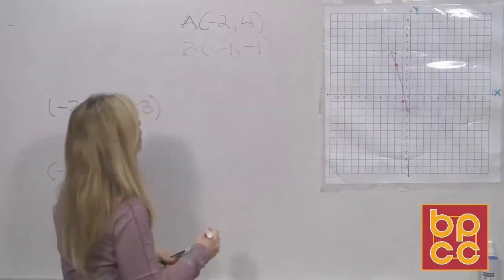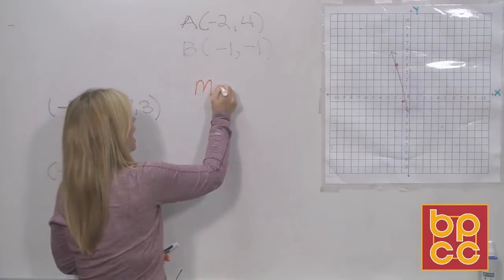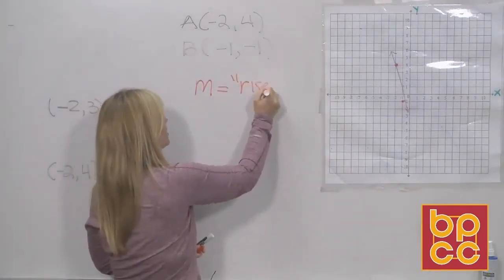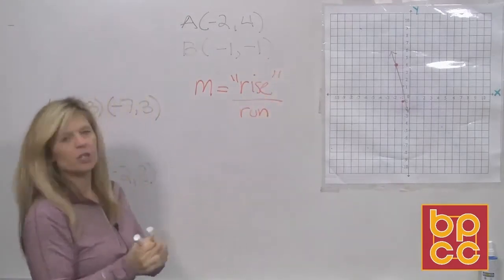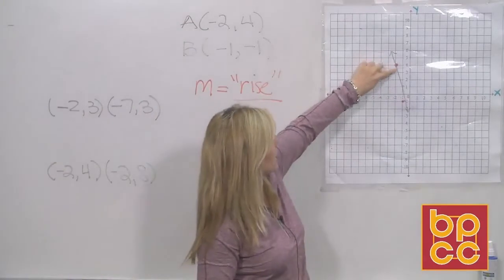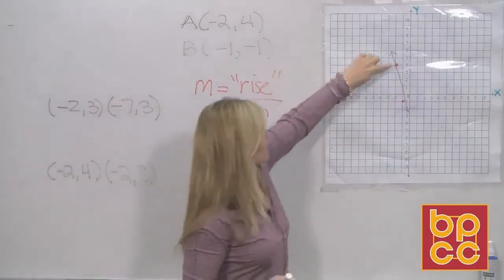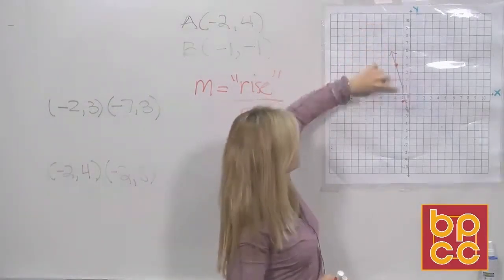Now, we know what variable represents slope. M. And we've already heard the catchphrase. Slope is rise over run. So when you're explaining to me the movement from here to here, first you're going to describe the rising. Well, if I'm here, would I rise up? No. So I would rise down.